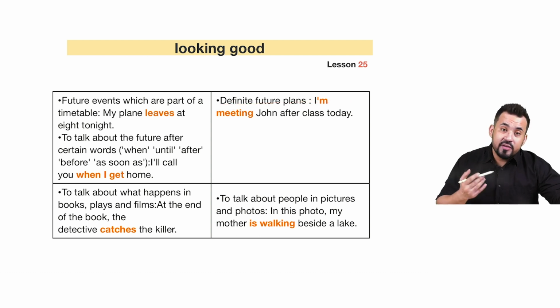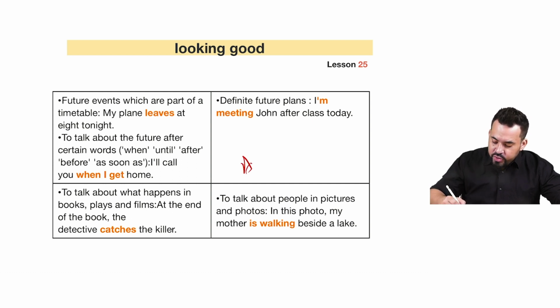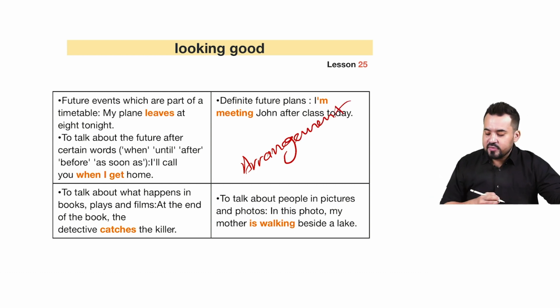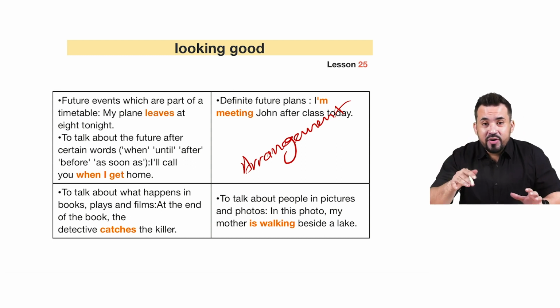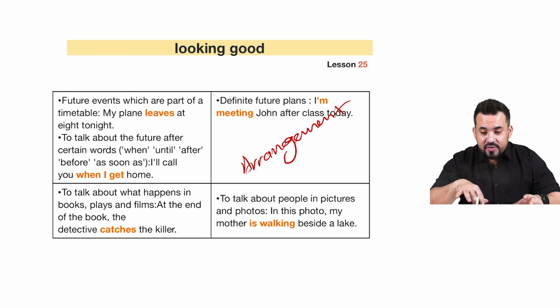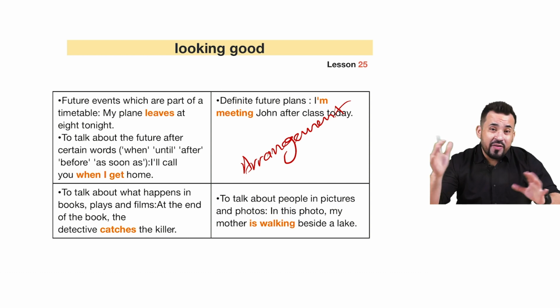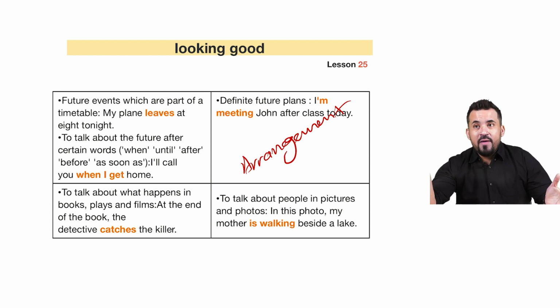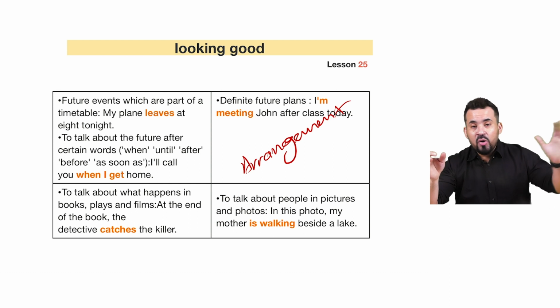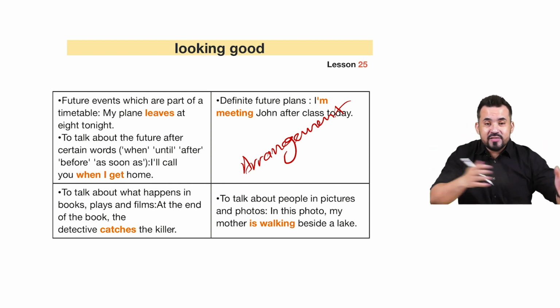Definite future plans. In other words, arrangements. So we use this for arrangement. It means you use the present continuous if you are talking about something that you have already planned and it's confirmed and it's an arrangement. So, for example, I'm leaving to Mexico next week. If I say I'm leaving to Mexico next week, that means I already booked a hotel, I already bought the tickets. It's an arrangement.